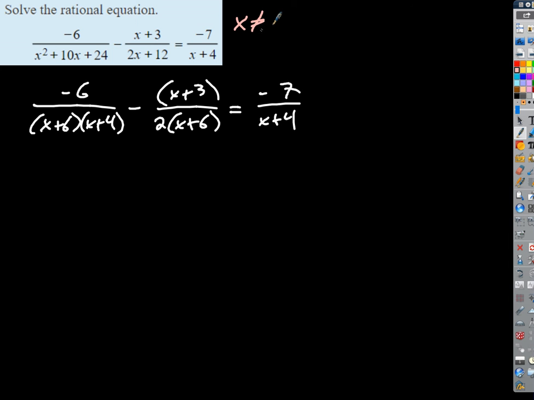Okay, so what values do we have to exclude from the domain? -6, -4. -4, -6. So those are gone. Okay. What do we do then?